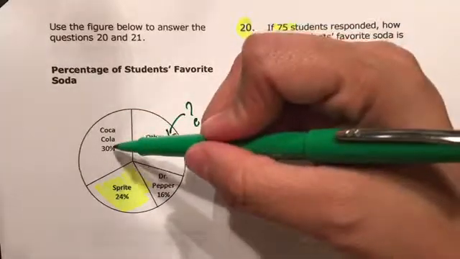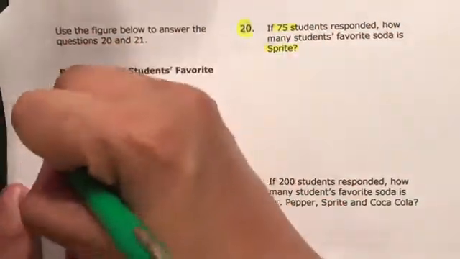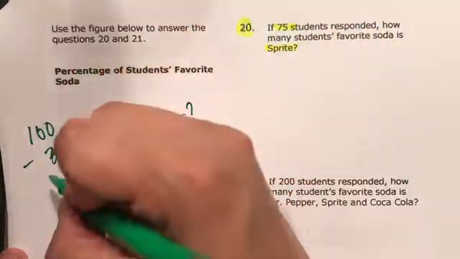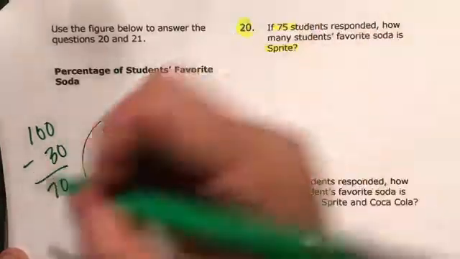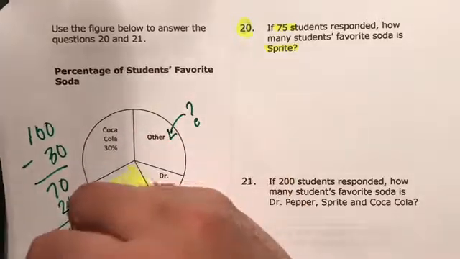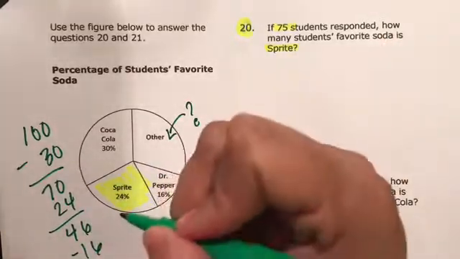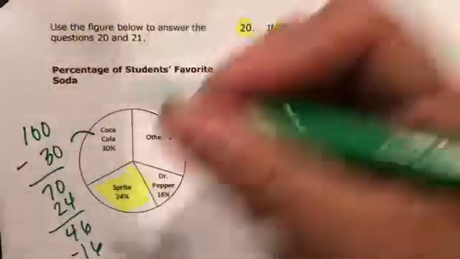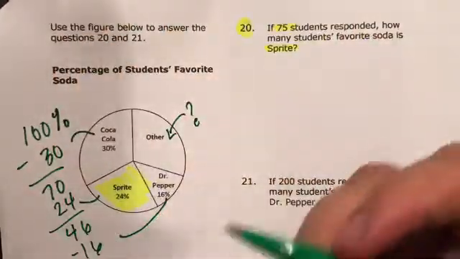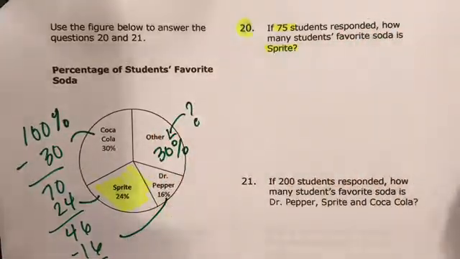So this is going to be, a percent is from 100. So 100 minus 30 is going to give me 70. 70 minus 24 is going to give me 46. And then 46 minus 16, this is from the Coca-Cola, this is from the Sprite, and this is from the Dr. Pepper. And this is out of 100%. It's going to give me 30. So I want to know that this for sure is 30%.